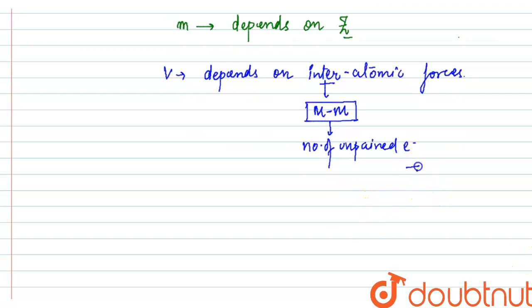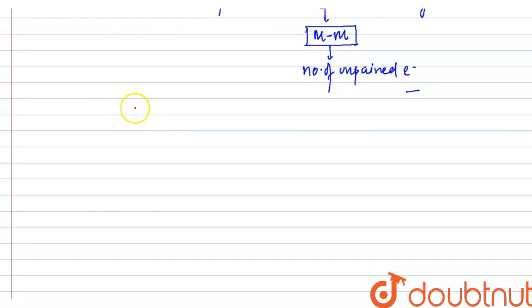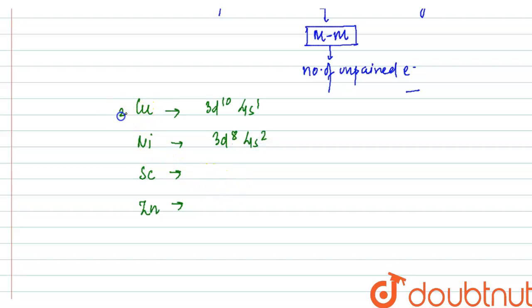Now the total number of unpaired electrons can be found out just by writing down the electronic configuration, right? So we have copper, nickel, scandium and zinc. Copper, having atomic number 29, has the electronic configuration 3d10 4s1. Nickel has 3d8 and 4s2. So this is 29, 28, then scandium at 21 and zinc at 30. Scandium will have 3d1 and 4s2, and zinc on the other hand will have 3d10 and 4s2.